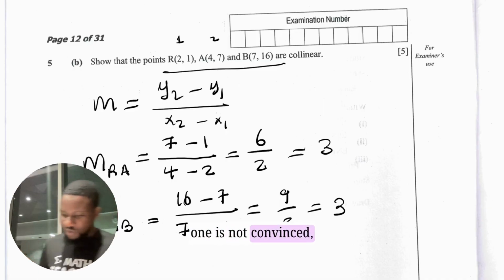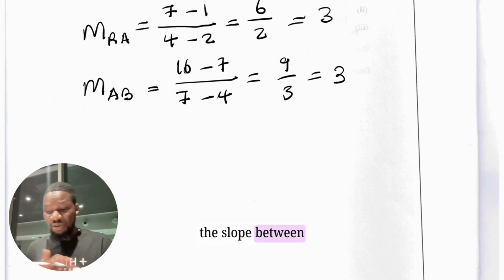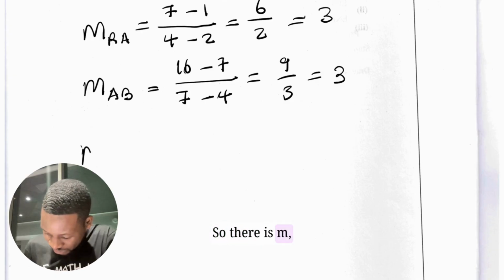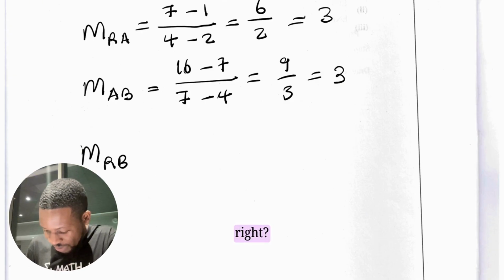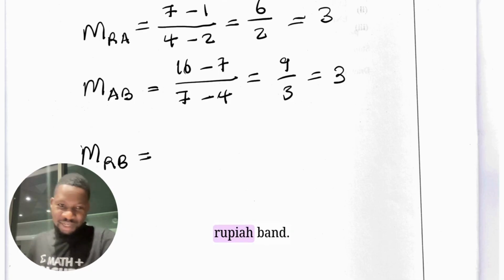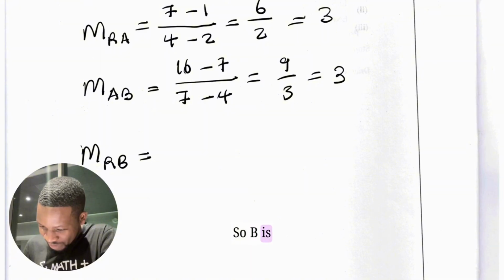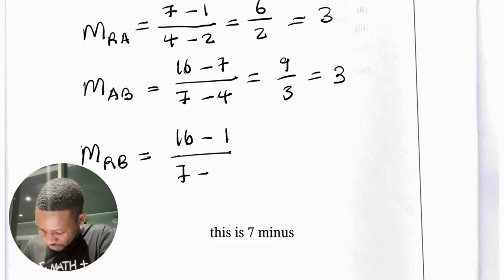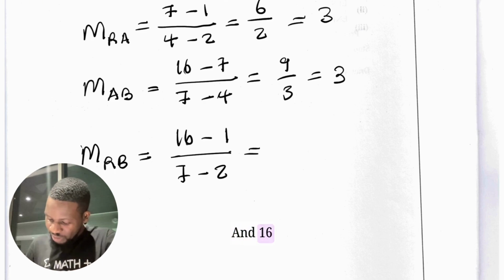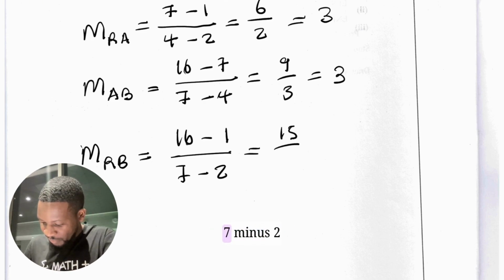If one is not convinced, you can find the slope between R and B. So there is M, RB. This is just RB, okay? So B is 16 minus 1, which is from R, and 7 minus 2. And 16 minus 1 is 15. 7 minus 2 is 5. And 15 divided by 5 is 3.